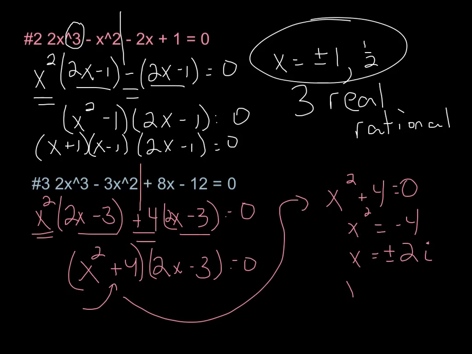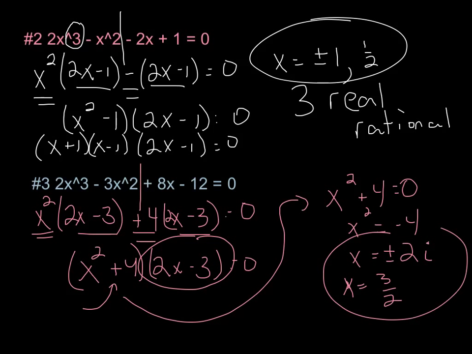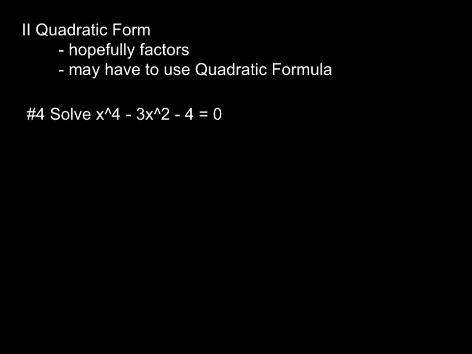And then the other root came from the 2x minus 3. That's 3/2. So those are our 3 roots, which we knew we needed 3. Only one of them is real rational, that's the 3/2. And the other 2 are complex roots. And complex roots always come in pairs. So you'll never have an odd number of them. You'll either have 2 of them, or 4 of them, or 6 of them. So we're done with grouping.